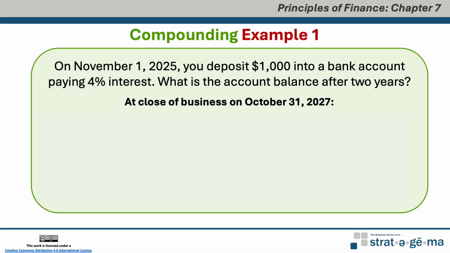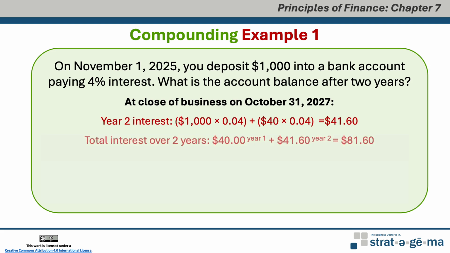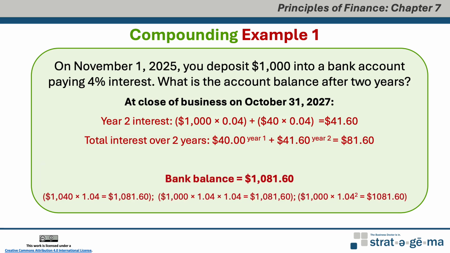So we'll do a variation of our first single period example. We're on November 1st. You put $1,000 into a bank account at 4%. And now what's the balance after 2 years? So the long way to do it would be take $1,000 times 0.04, plus $40 times 0.04, which is $41.60. So that interest will grow to $40 in year one, and then $41.60 in year two for a total interest of $81.60. So our bank balance ends up being $1,081.60.